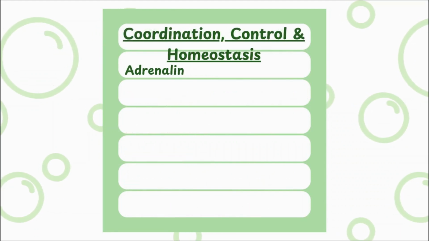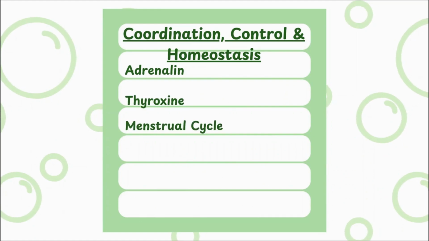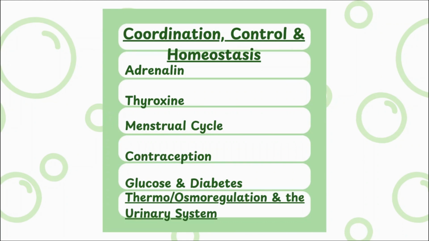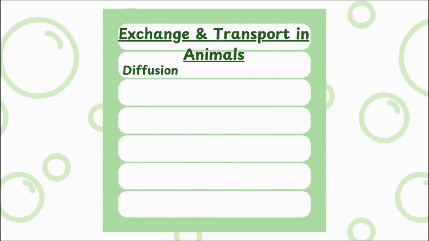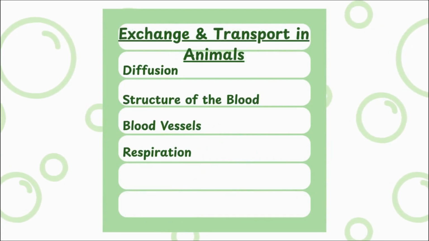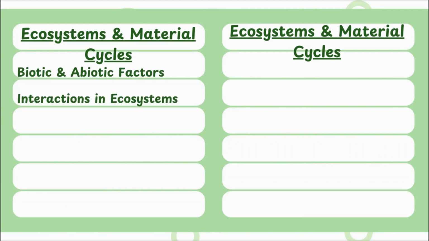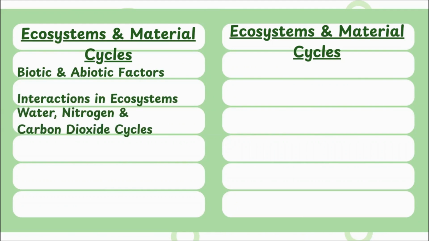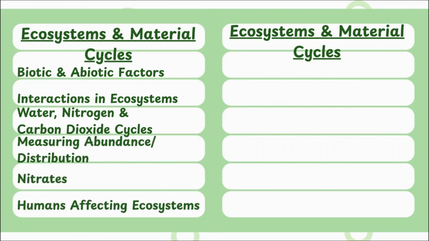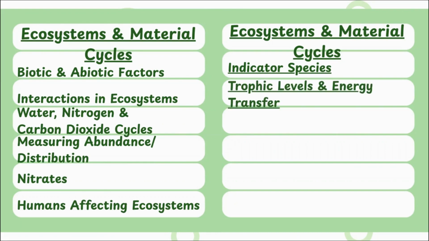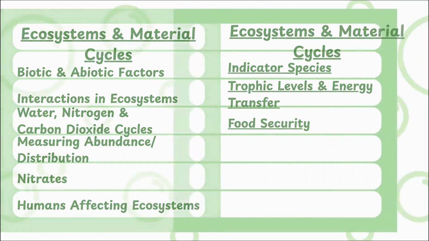Then coordination, control and homeostasis, we have adrenaline, thyroxine, menstrual cycle, contraception, glucose and diabetes, and thermo and osmoregulation and the urinary system. This is one of my favourite topics on the spec. And then exchange and transport in animals, we have diffusion, structure of the blood, blood vessels, respiration, and the heart. That one is probably the one with the least triple in it, but this one is quite long. We've got biotic and abiotic factors, interactions in ecosystems, water, nitrogen and carbon dioxide cycle, measuring abundance and distribution, nitrates, how humans affect ecosystems, indicator species, trophic levels and energy transfer, food security.